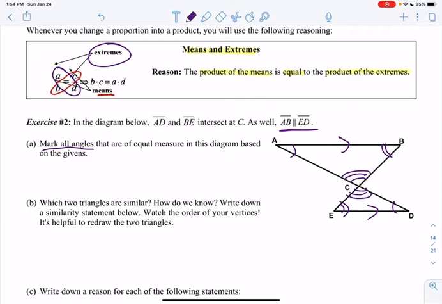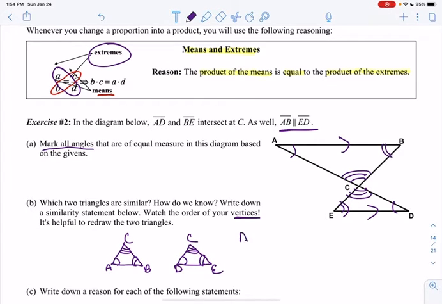Which two triangles are similar? How do we know? Write down a similarity statement. Watch the order of your vertices. It's helpful to redraw the two triangles. So we can absolutely redraw them. So I'm going to draw that ABC. So A, B, C. A had one little arc mark, B had two, and C had the three. And then I'm going to draw the other one. Now D goes here, E goes here, because D had one little arc mark and E had two. And then the C is up top. So there it is. I redrew them.